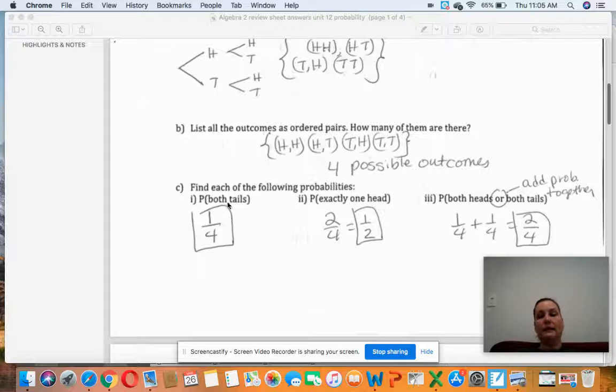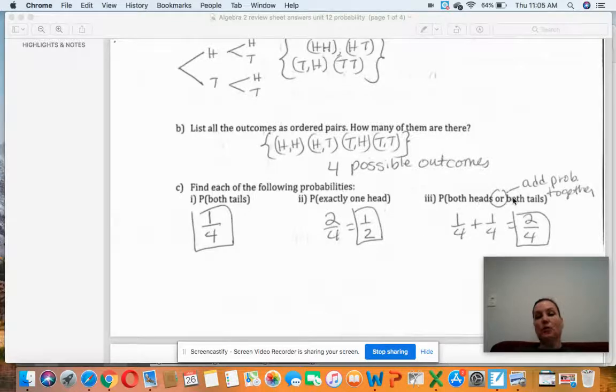So the probability that they're both tails, there's only one time that they are both tails, and there are 4 possible outcomes, so 1 out of 4. Probability exactly one head. So right here, I have one head. So it happens 2 times out of 4. 2 over 4, I did reduce this just because it was easy to reduce.